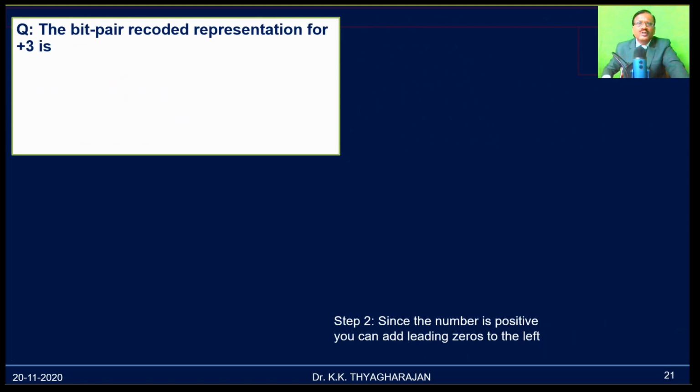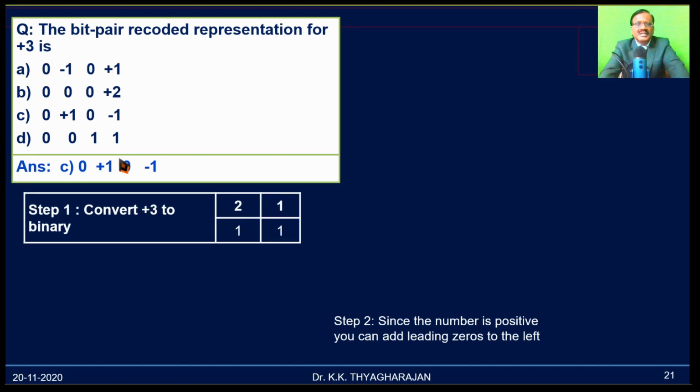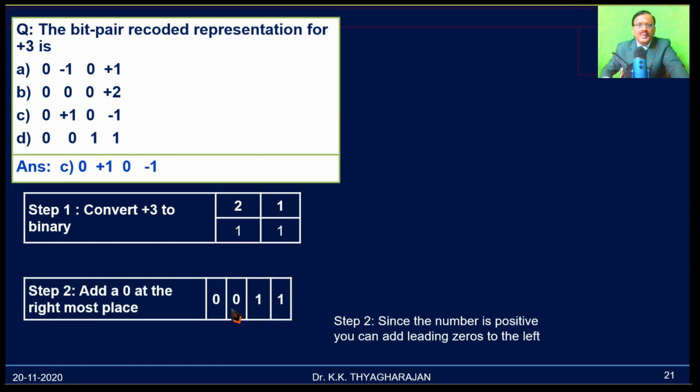The bit pair recoded representation for +3 is this one. Anyway, we have to solve. We have to actually find out the recoded value for +3. Then only we will be able to pick up the correct answer. Let us see how to do that. The number is 3. First you convert it to binary. So 3 is represented as 1 1 in binary form. For bit pair recoding, you need 2 zeros in the left side. So you put 2 zeros here, and when you try to recode, you have to put 1 zero in the right side also. So like this. Add a 0 in the right side.